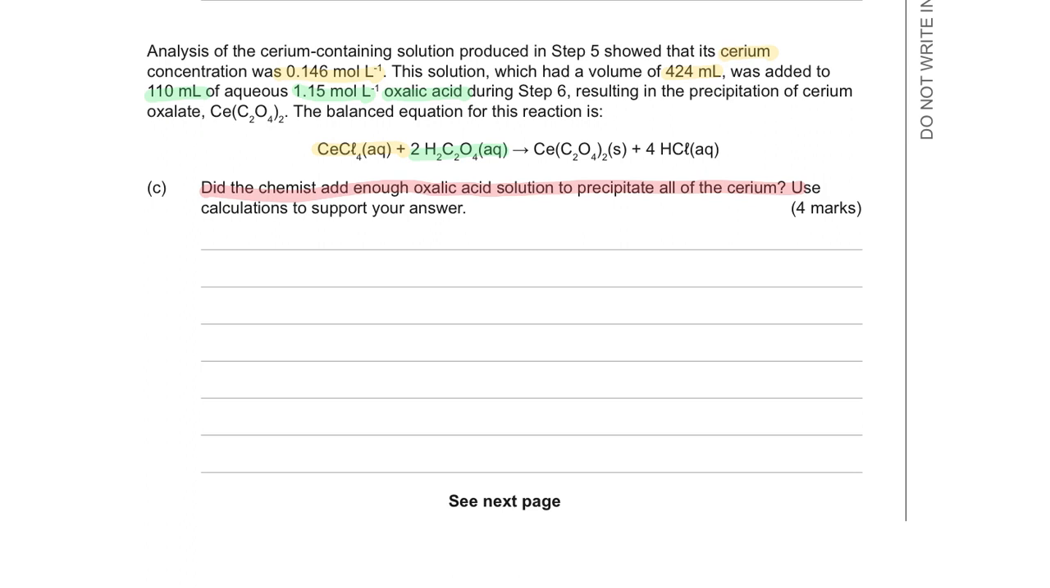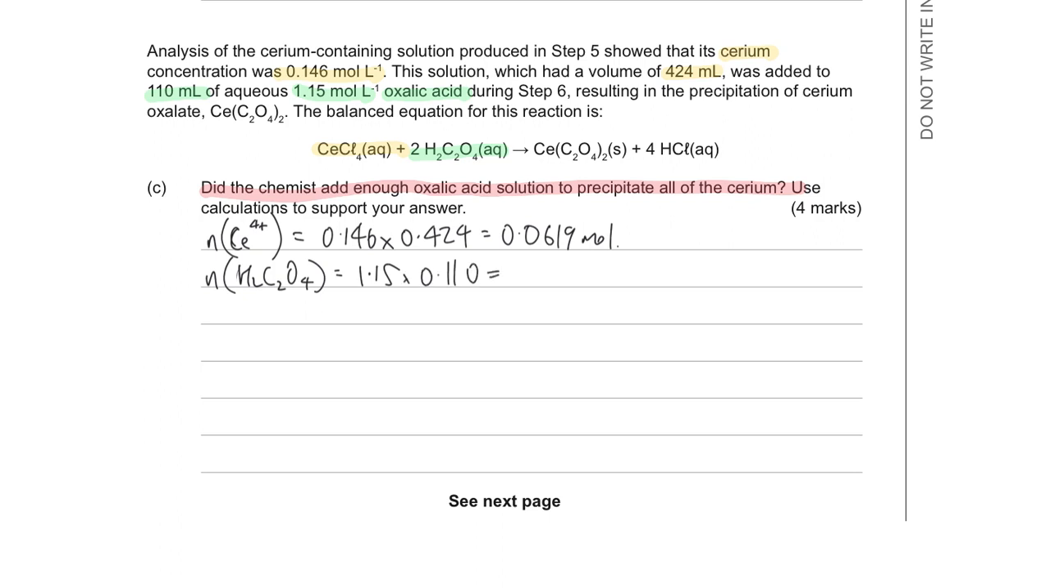What do we do with limiting reagent questions? Work out the number of moles of both of them. So cerium 4 plus is equal to Cv. So that'll be 0.146 times 0.424, which will be equal to 0.0619 mole, right? Once I have that, I can work out the number of moles of oxalic acid, which will be H2C2O4, which will be equal to 1.15 times 0.110, which will be equal to 0.127 mole.